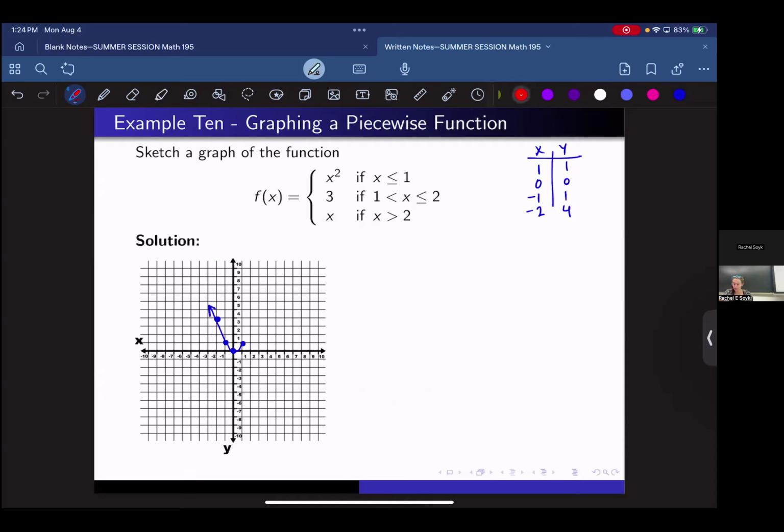Okay. Next one, between 1 and 2, for your domain, we just have 3. So the 1 is going to be open at 3, and then to 2, it's going to be closed. Nice little horizontal line there.